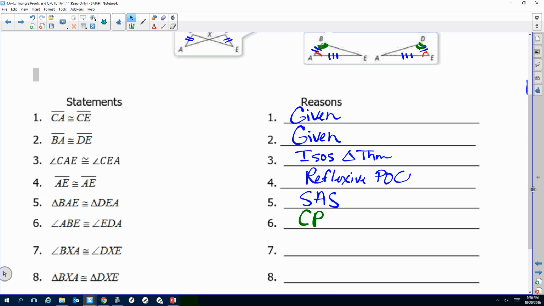Next statement, statement 7. What are they saying in this statement 7? Where are they getting that from? Yeah, what about in that small picture? Vertical angles. So statement 7 is vertical angles. So go ahead and mark the vertical angles in the small picture. I can't mark it up here, guys, so just kind of do it yourself. I can't even move this thing up.